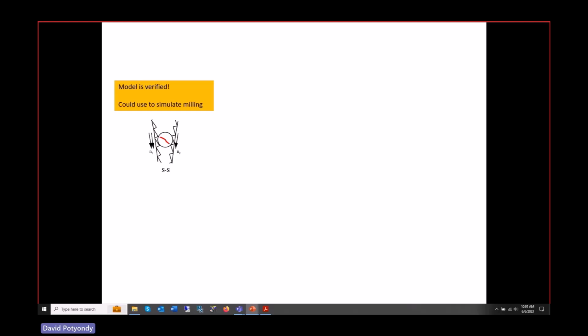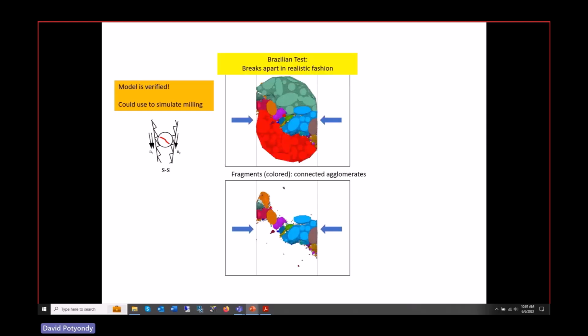So then the idea is that we verified the model, it makes sense. And so you could actually use it to simulate milling. This is an example, this is a 3D actually, and it's a cross section through a 3D chunk of this microstructure. And we started to load it like a Brazilian test like this. And we're looking now, we're coloring these based on fragment. So all of the blue guys mean that I can traverse to all the grains, I can reach them with intact bonds. Okay, so this is a fragment. And you can see then how this thing is fragmenting and breaking up into different size pieces.